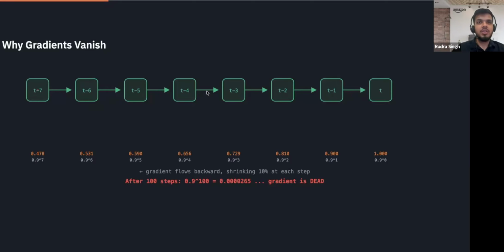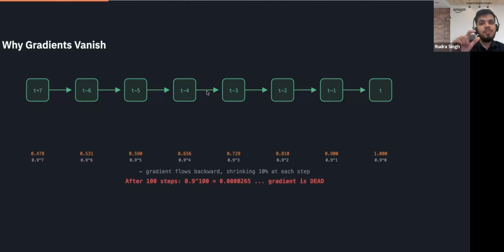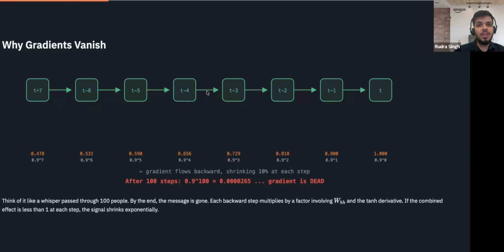I'll rerun the animation. This time, watch what happens to it. At each cell, it gets a little smaller, a little weaker. By the time it reaches the leftmost cell, it's nearly invisible. And that's not just a visual effect, that's literally what's happening to the numbers. Think of it like a whisper game. You start with a clear message. Each person passes it along and slightly garbles it. After 100 people, the message is gone. And that's exactly what is happening here.